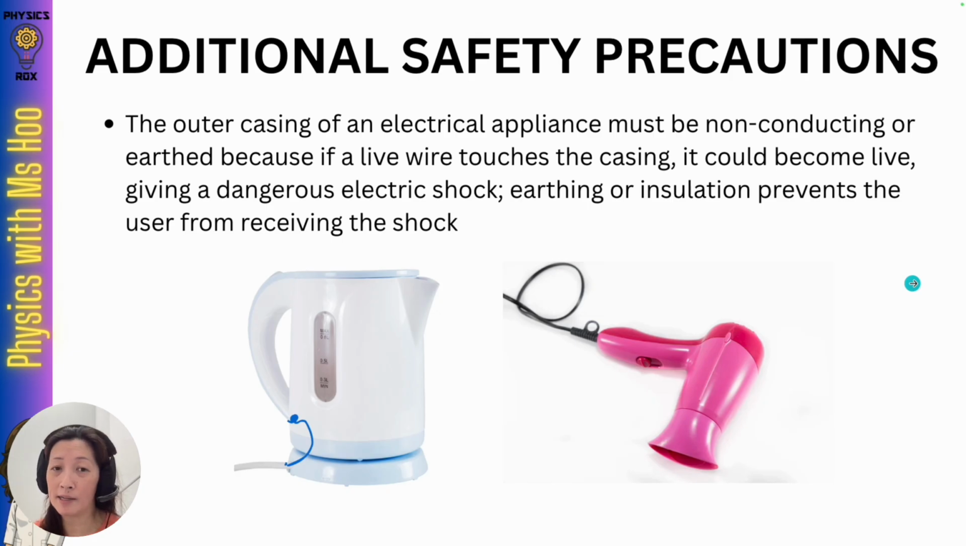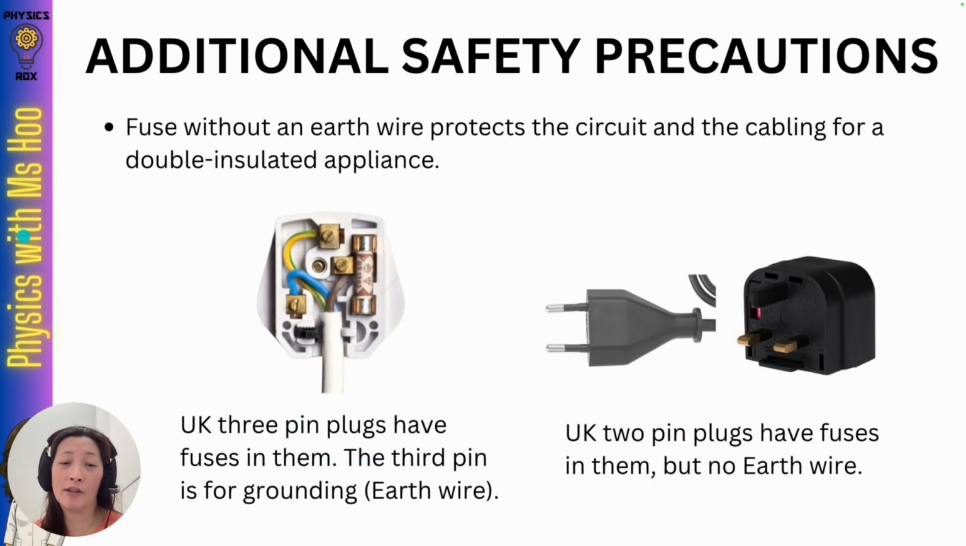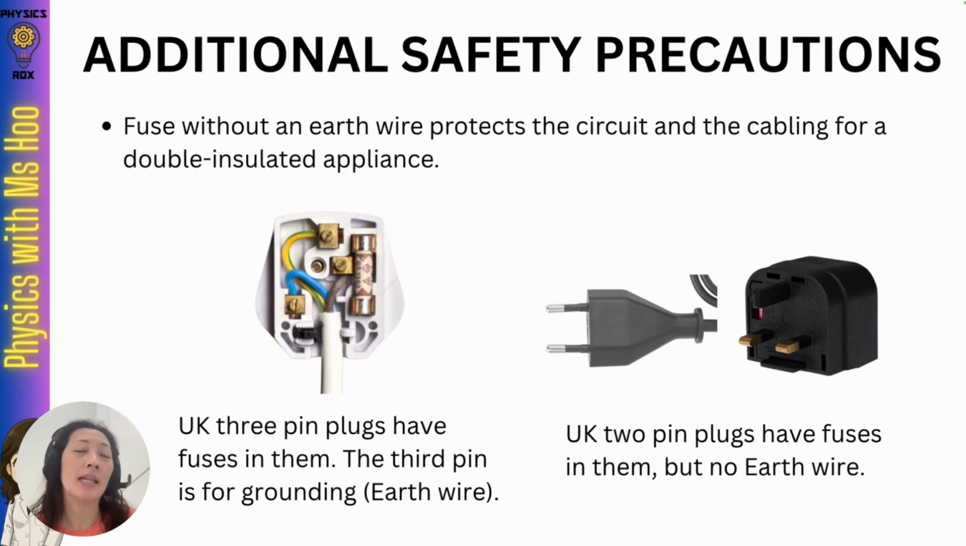So if the earth wire is present, that earth wire would help to ground all the excess charges. If there's plastic insulation, it can prevent the user from getting that electric shock. Now, without the earth wire, it's still possible for the device to be used, but whichever the case, a fuse must be present at all times because a fuse protects the circuit and the cabling for a double insulated appliance. The term double insulated here refers to the insulation around the cable as well as the insulation on the device itself. For example, using a plastic casing on the kettle or the hairdryer.